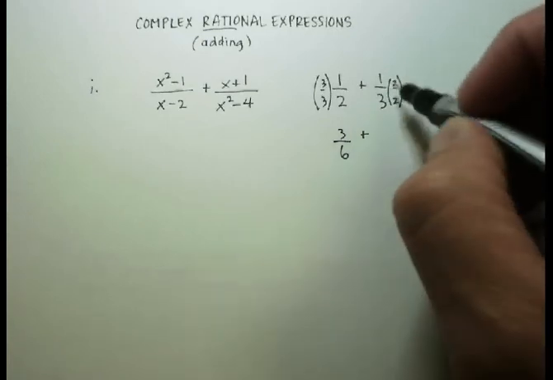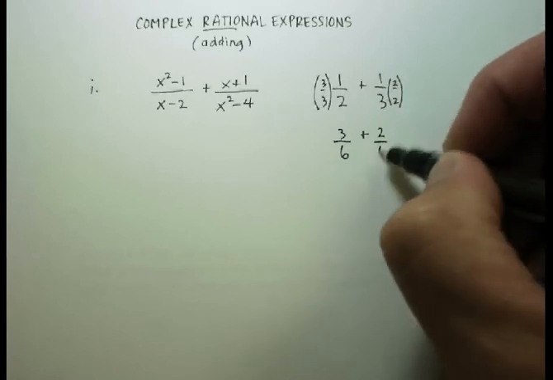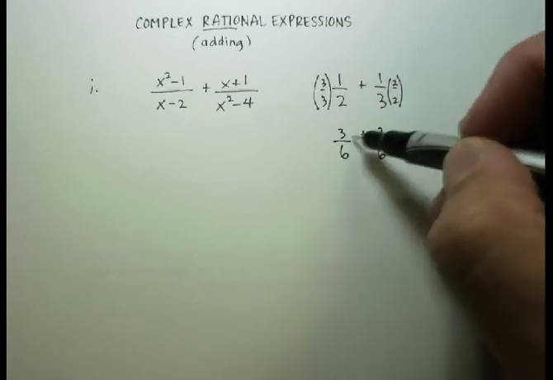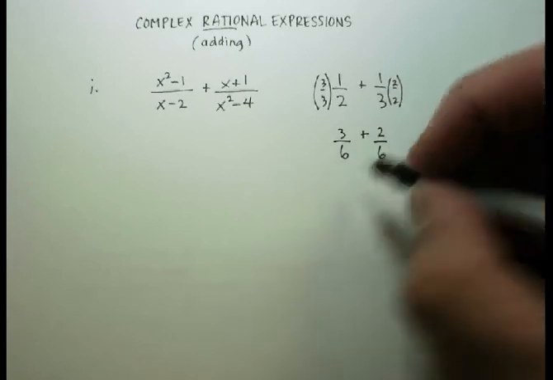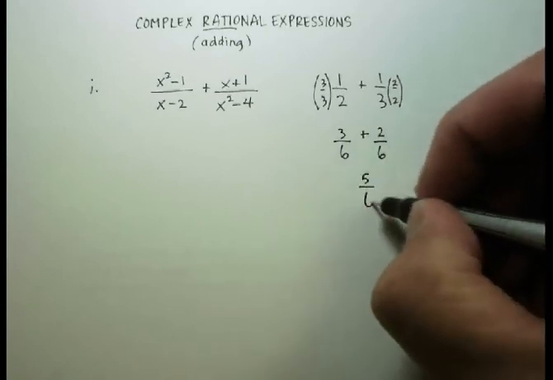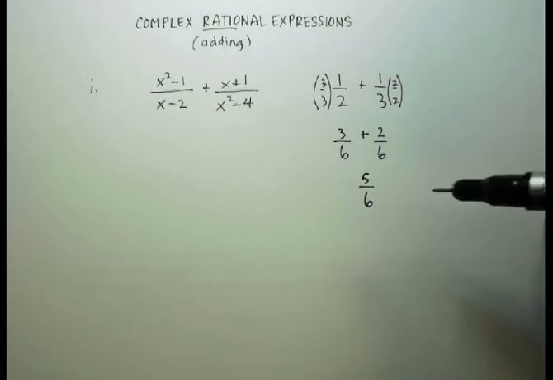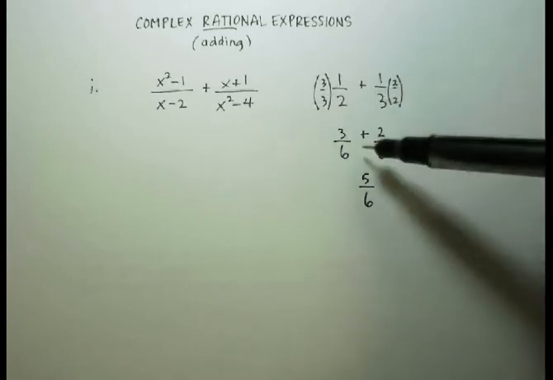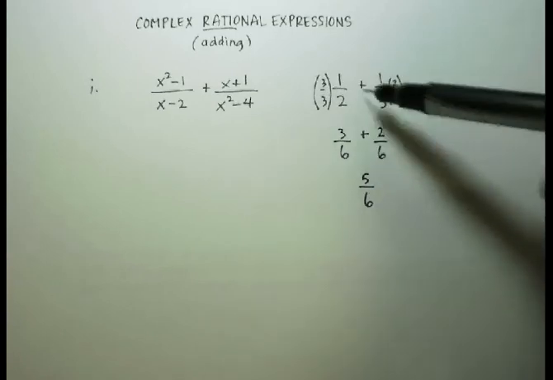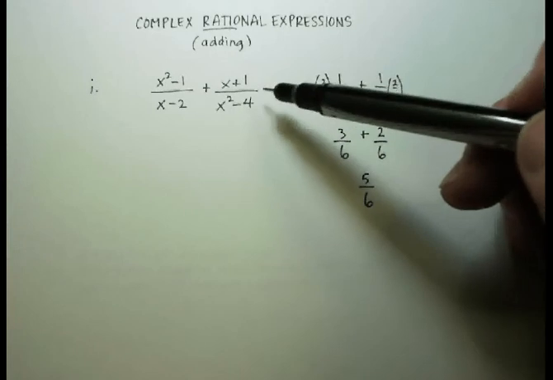Now let me just go ahead and finish this one off. Multiply the numerator, you get 2. The denominator, you get 6. Aha! Now I can just add those together. 3/6 plus 2/6 gives me 5/6. So 1/2 plus 1/3 gives me 5/6, and that would be the answer. Now the reason I did that was because I wanted to show you the steps that were involved with adding fractions. We're going to do the same thing now with complex rational expressions.